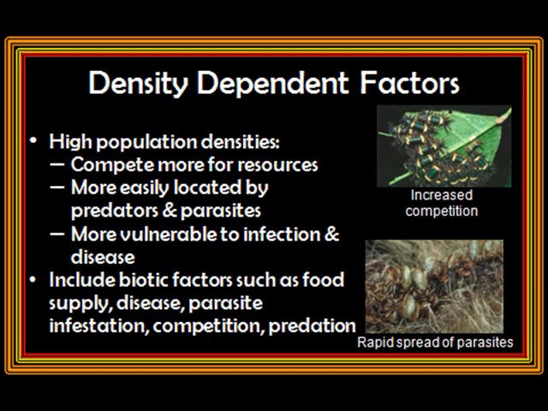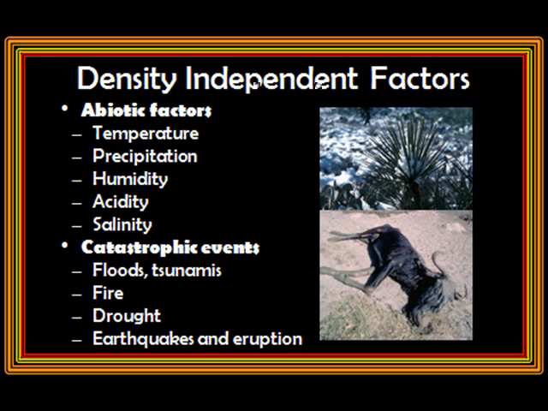So as your population density goes up, you're going to have a higher number of organisms dying due to predation, or dying due to disease, or dying because of starvation. Density independent factors don't depend on how many organisms you have living in an area. They're going to kill or they're going to increase survival regardless.